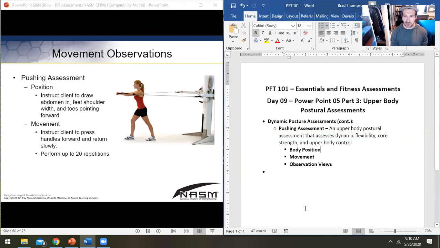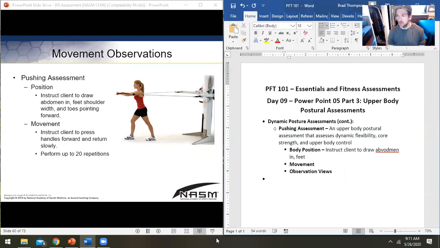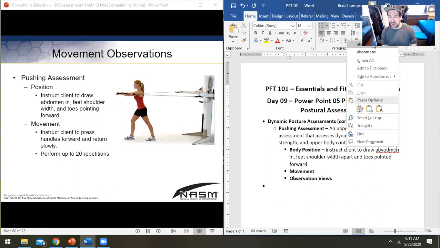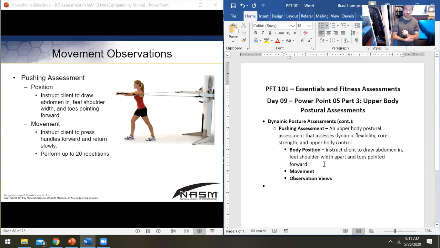So our body position is going to be: instruct client to draw abdomen in, feet shoulder width apart, and toes pointed forward. All right, so they are going to have that natural chest press position that you would normally use if you were doing a cable chest press.